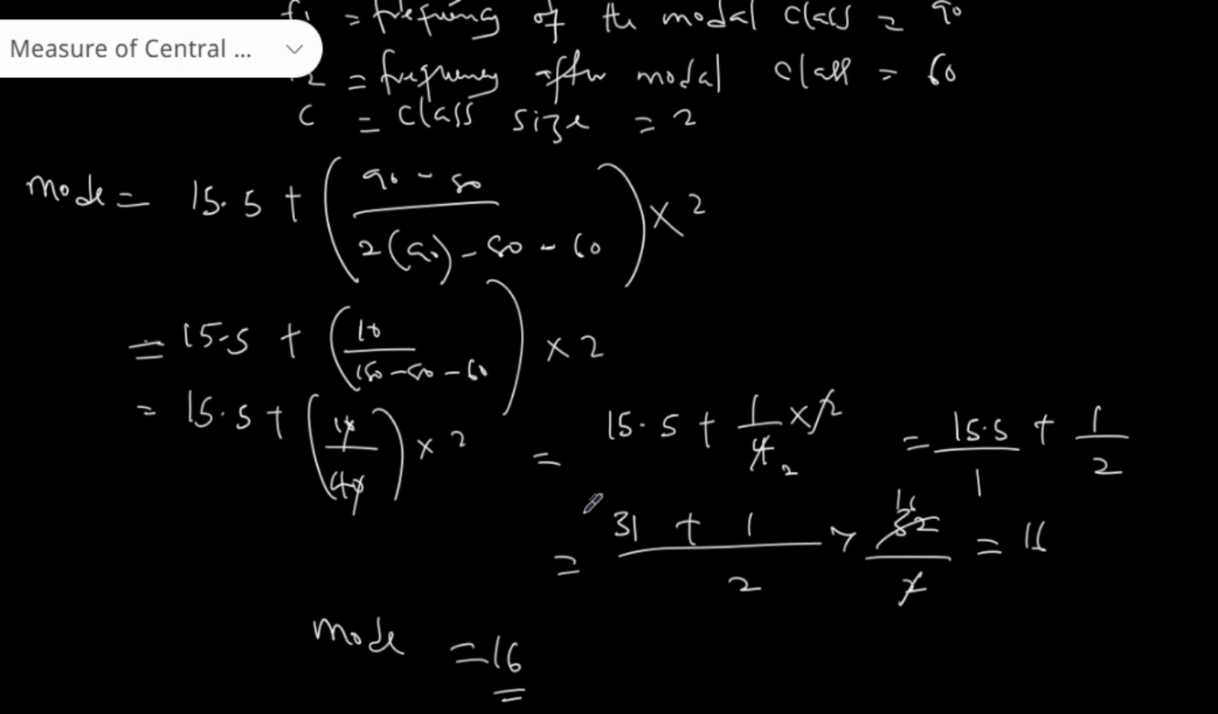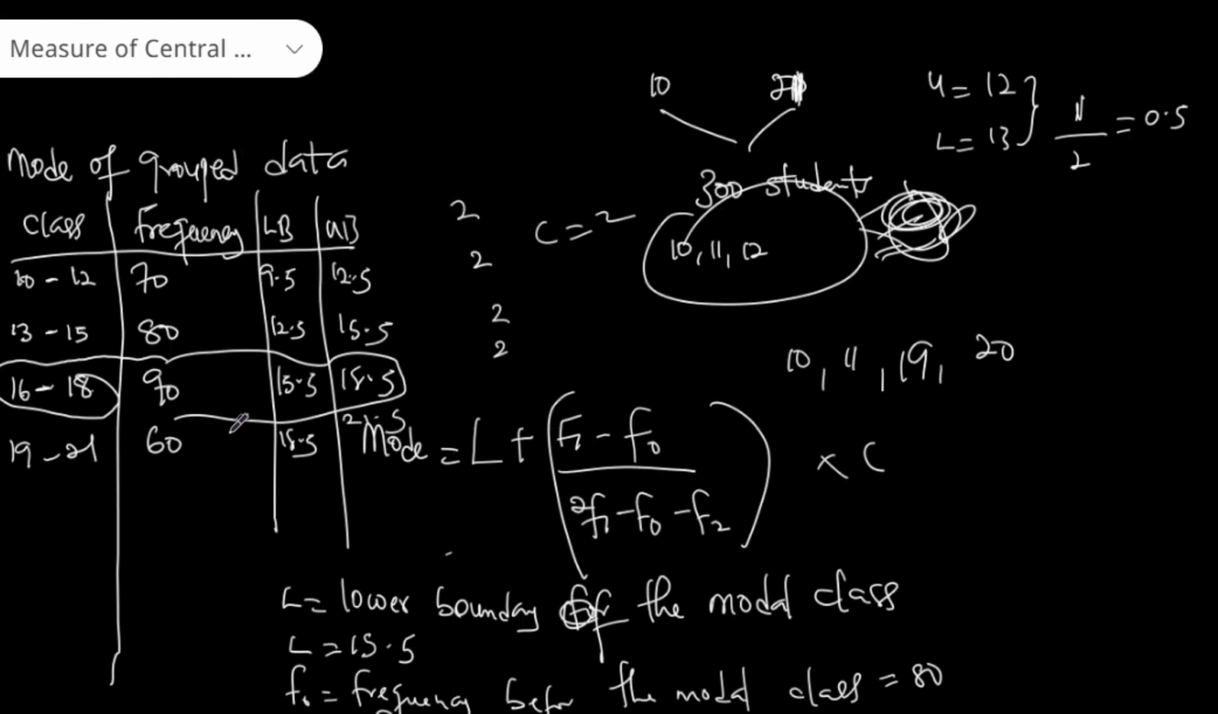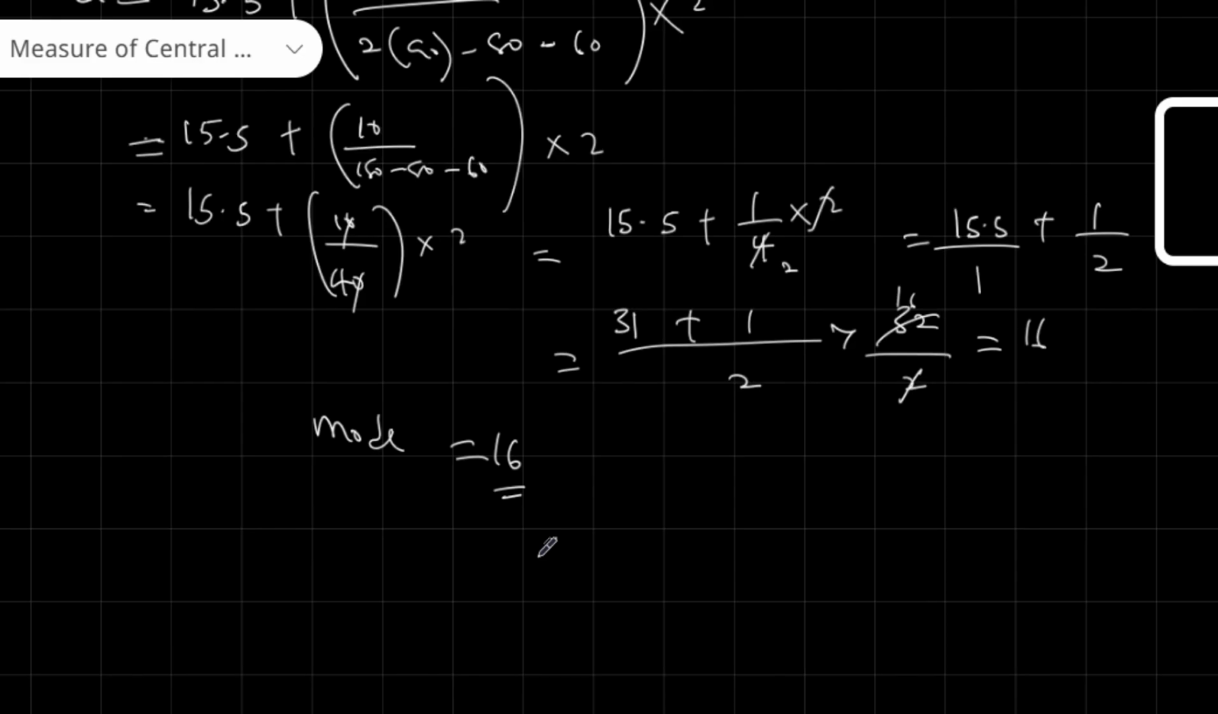It means that if we take this class the way they are, 16 occurred the most amongst all of the numbers between 10 and 21. So our mode for this grouped data is 16.